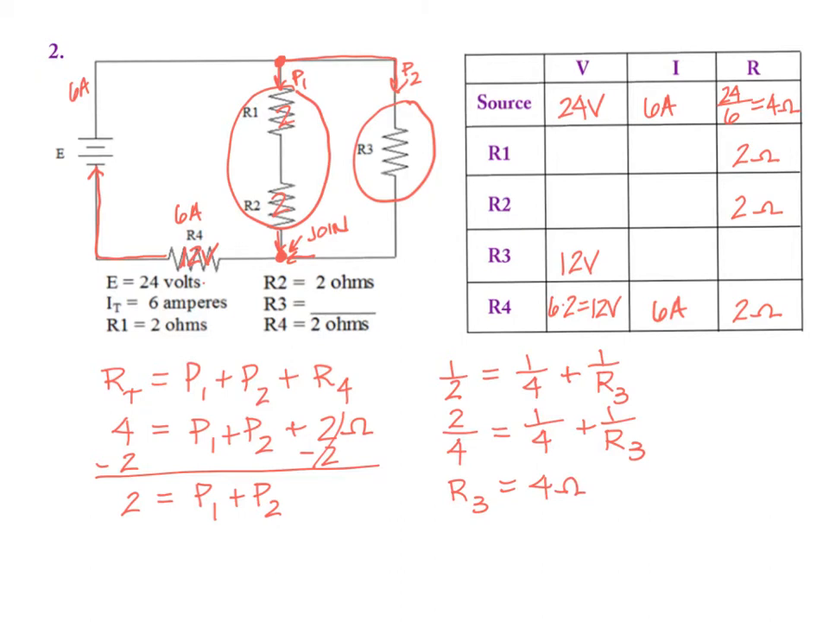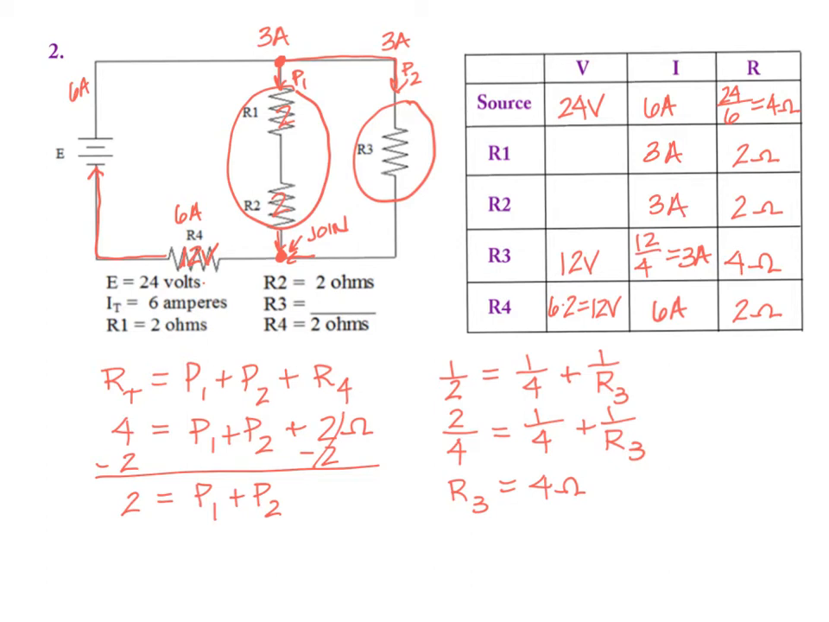So now I can go ahead and fill in R3, which is a big help because now that I know that that's 4 ohms, I can actually find the current there by doing 12 divided by 4. And that tells me that I have 3 amps going across R3. So if I have 3 amps going through pathway 2, that means I have 3 amps going through pathway 1. And the nice thing about pathway 1 is R1 and R2 are in series, so that current doesn't split on me again. So I know that R1 has 3 amps, and I know that R2 has 3 amps.